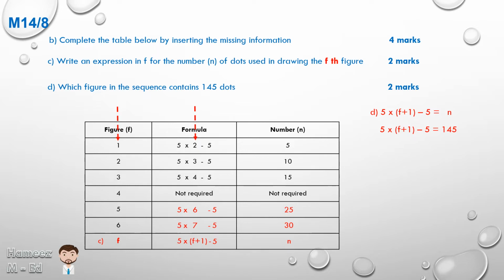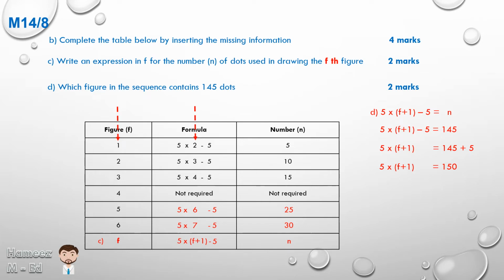So if we looked on the left-hand side, we would like to be left with f alone. So we need to move things across on the right. The first thing we move across is the minus 5. So it becomes plus 5. As such, the line is 5 times f plus 1 is equal to 145 plus 5. And we can solve the right hand side, so it will give us 5 times f plus 1 is equal to 150.